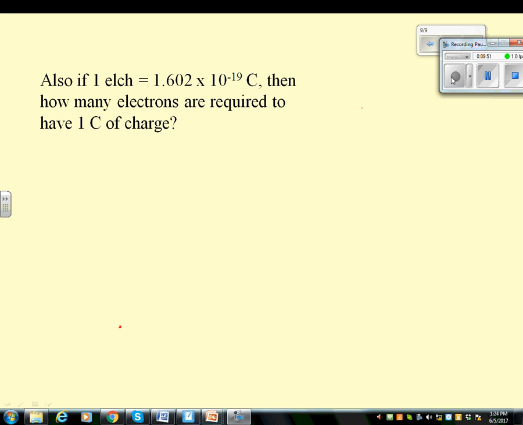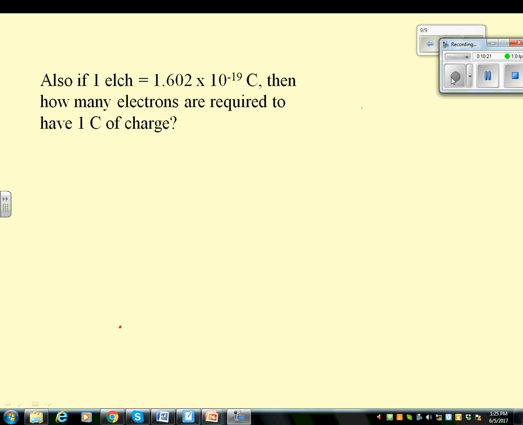Alright, so we have determined, with the help of Millikan, that one elementary charge is 1.602 times 10 to the minus 19 coulombs. How many electrons, and this is the question Ty asked about 6 minutes ago, not in these exact words, but more or less, how many electrons are required to have 1 coulomb of charge? How many individual electrons do I need to add up to 1 whole coulomb of charge? How are we going to do this?